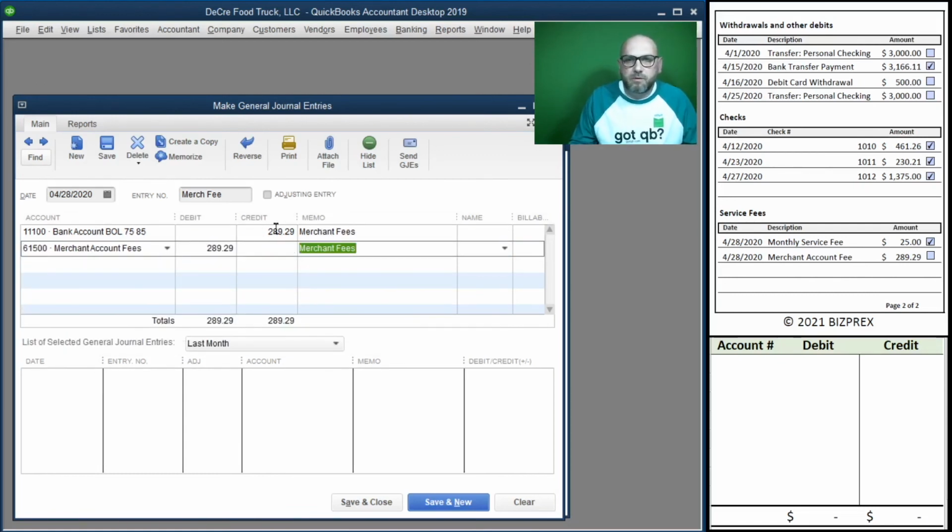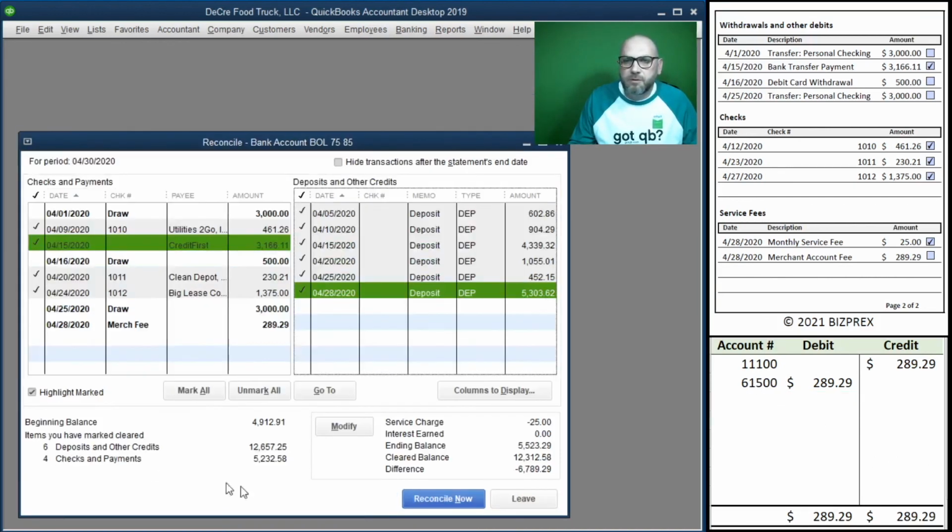All right, so here we are, almost done. Okay, so expense accounts go up when they're debited, assets go down when they're credited, bank account is an asset, merchant account fees is an expense. We're in agreement. We're going to save and close. Go back to our reconciliation. Isn't that wonderful? It's still here, right?